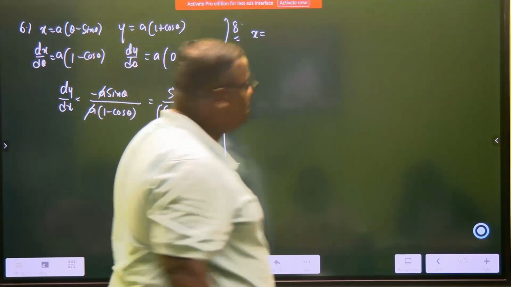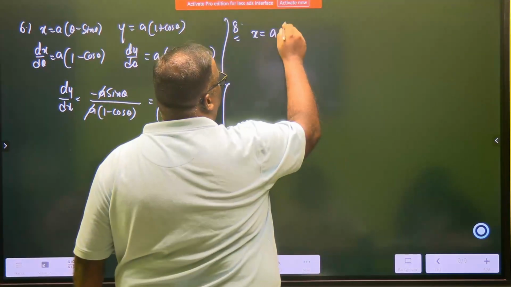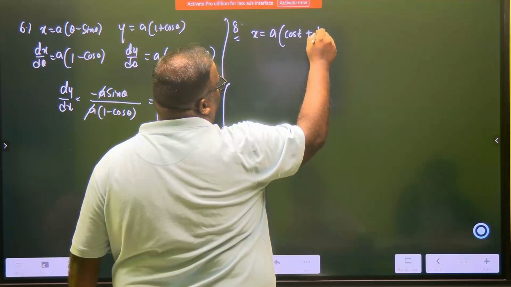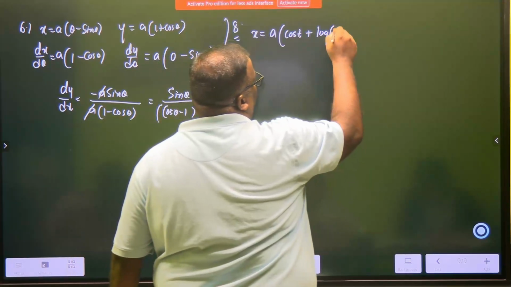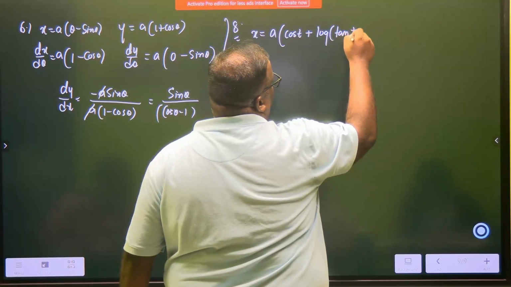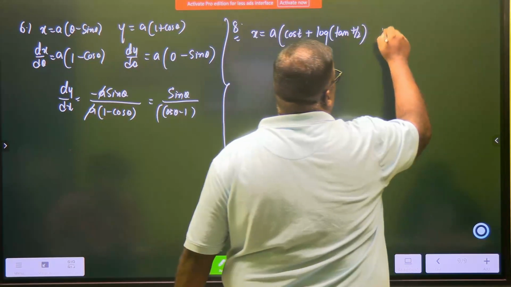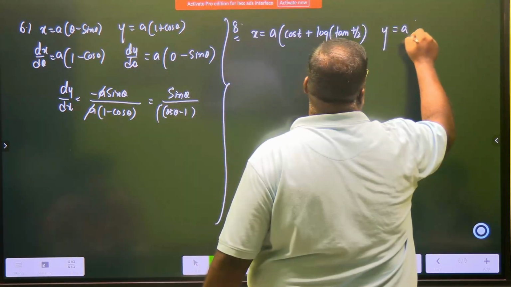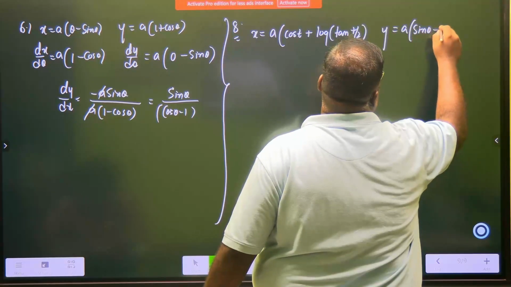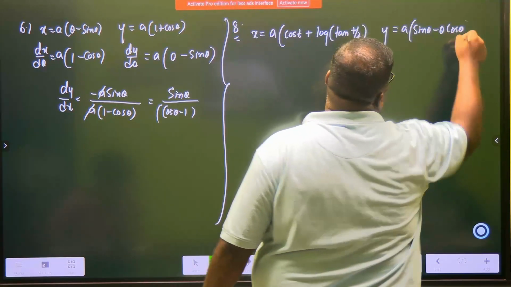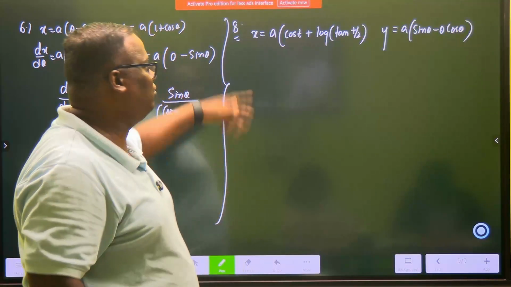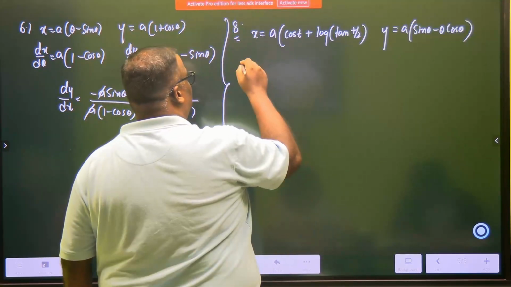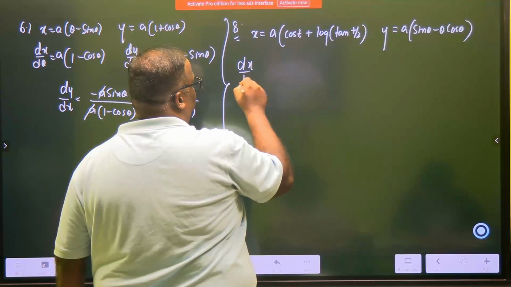Okay. X is equal to a cos t plus log of tan t by 2. Correct? Y is equal to a into sin theta minus theta cos theta. What is difficult? You have actually done tougher than this in the previous exercise. So our job is to do dx by d theta.